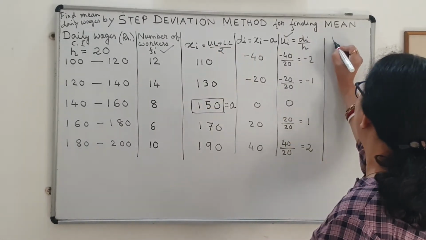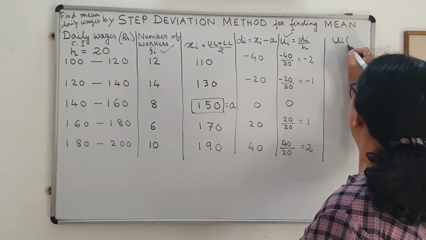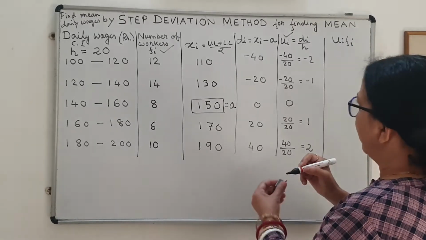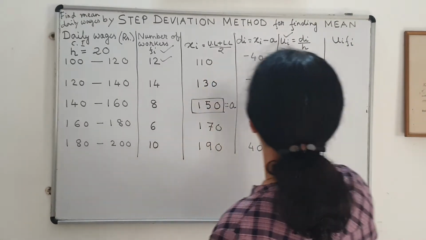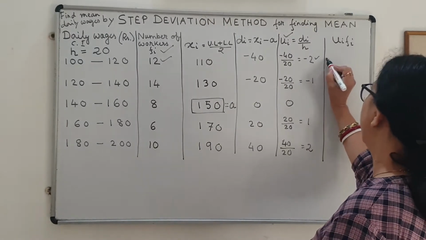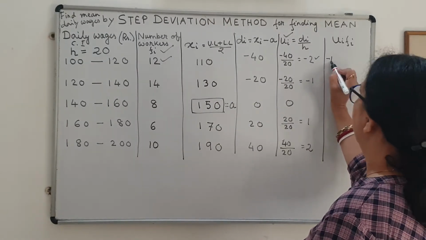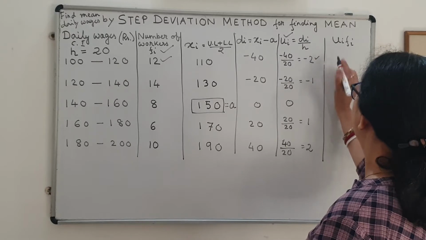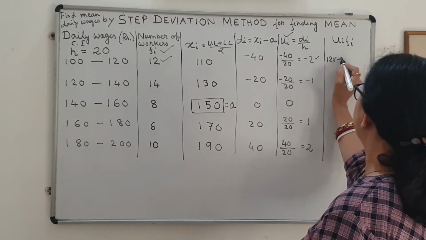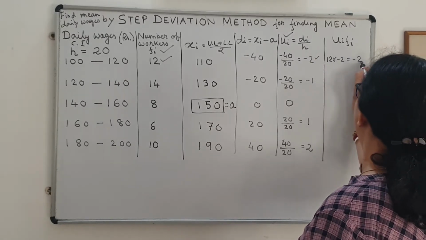So this column will be UiFi. So UiFi, so this is your Fi, 12 into minus 2. Let me write down 12 into minus 2 is minus 24.